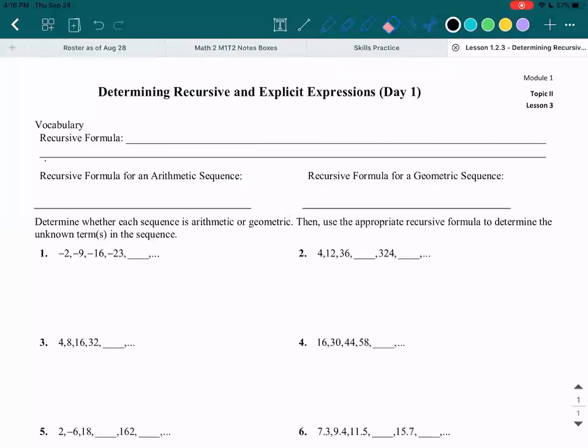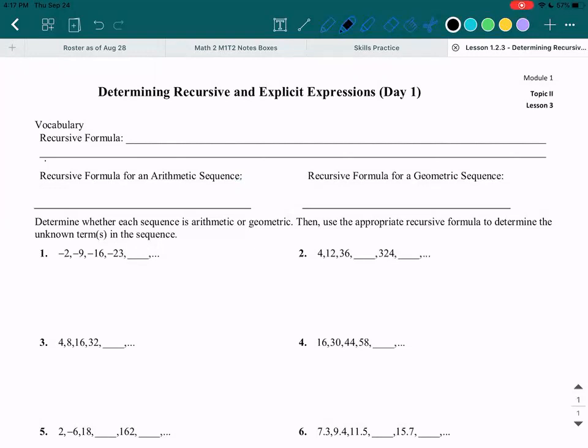All right, so today we're going to do determining recursive and explicit expressions day 1, and then next time we'll do a day 2. But we're going to start off here, and for this, let's start with the vocabulary of recursive formulas. So write this down as I write it down, and you can pause the video if you need more time.